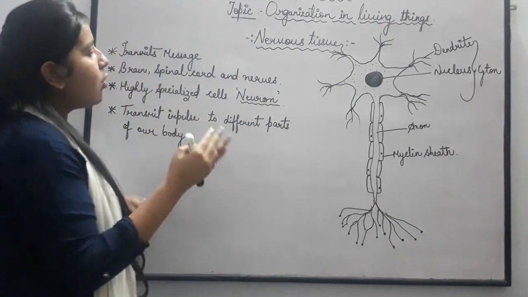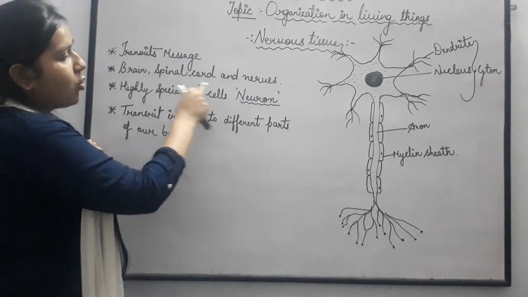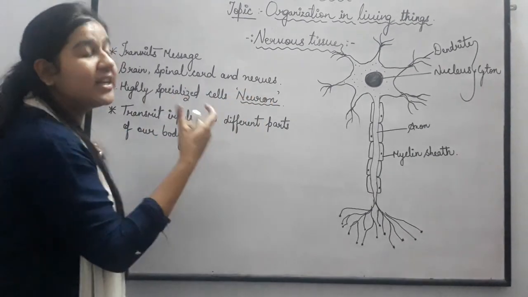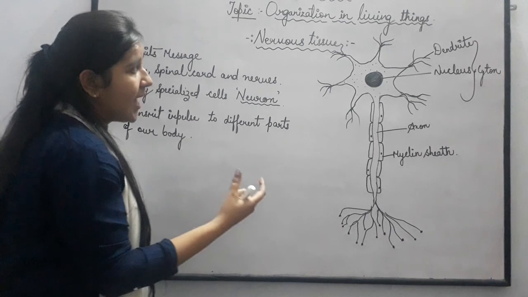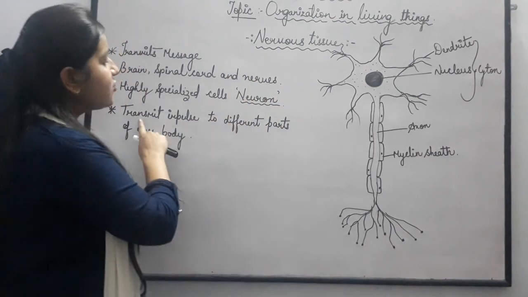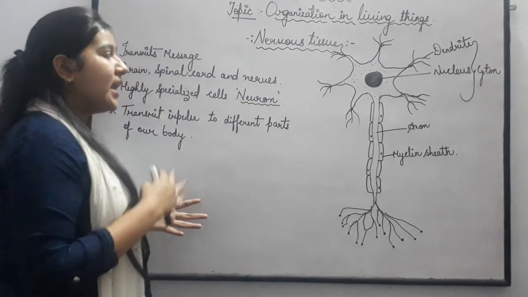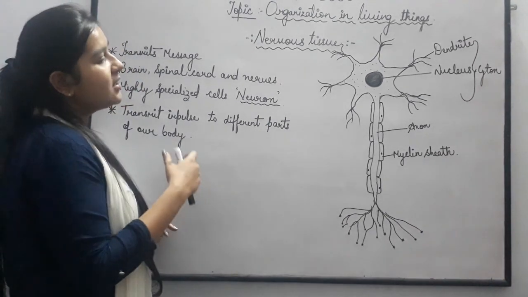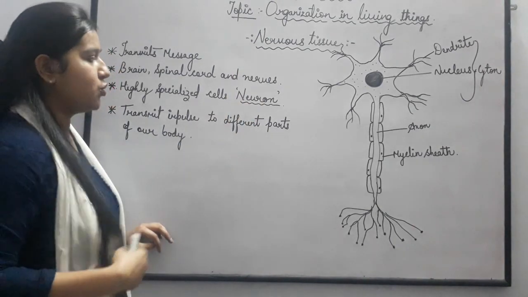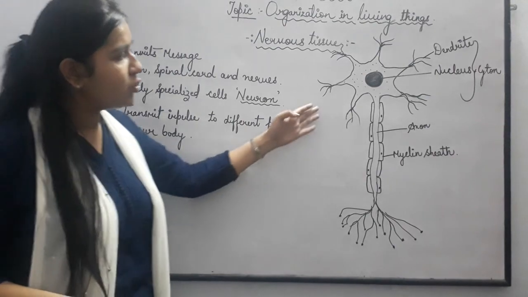Next, the main organs that contain nervous tissues are the brain, spinal cord and our nerves. The very specialized type of cells present in nervous tissues are neurons, and they transmit impulses to different parts of our body. In any part of the body, we feel because of these nervous tissues. The main highly specialized cell, the neuron, is shown in the diagram here.